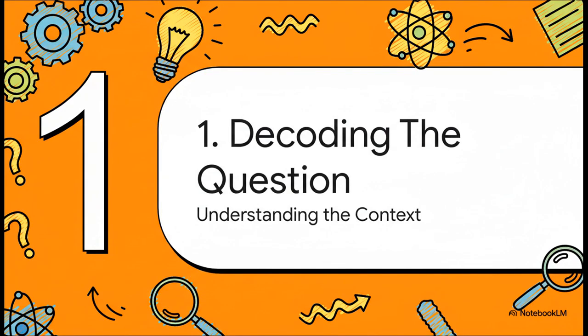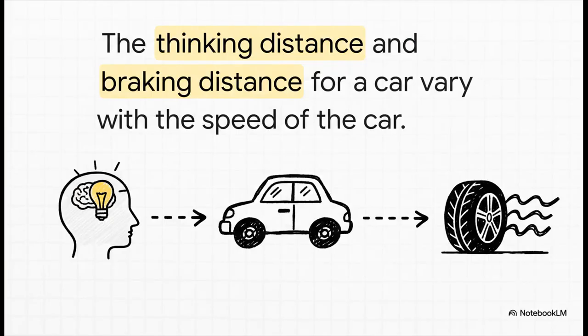Okay, first things first. Before we even think about writing an answer, we need to get our heads around the basic setup, the context the examiners are giving us. So, this is the opening line for the entire question. It seems pretty simple, right? But it's so important because it sets the scene for everything that's about to come. The whole thing is about the physics of stopping a car, thinking distance and braking distance. Got it? Good. Let's keep that in mind.